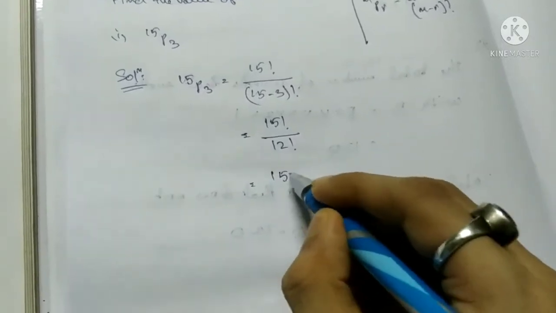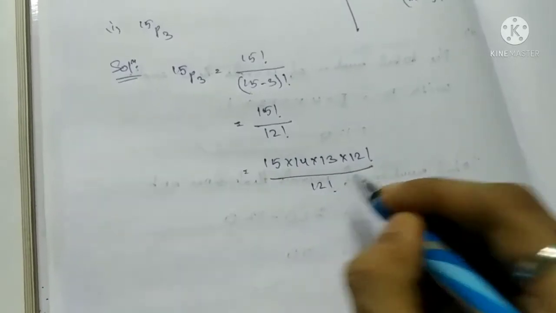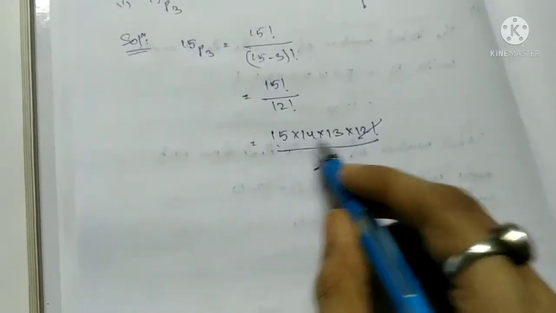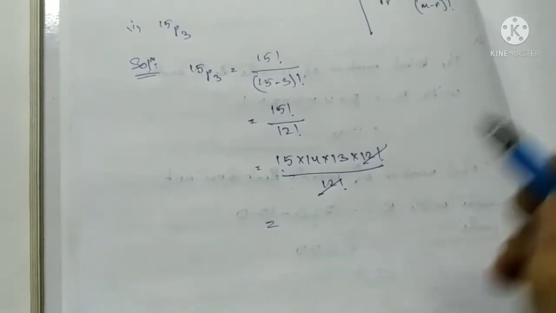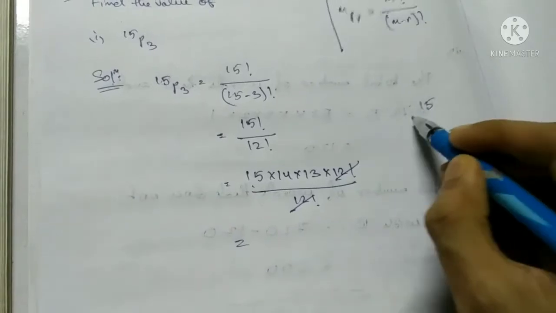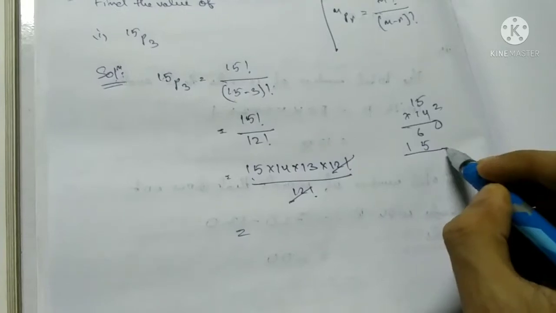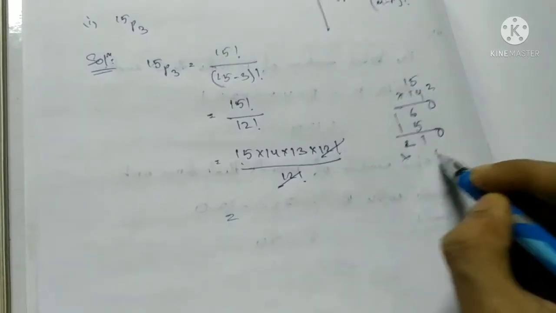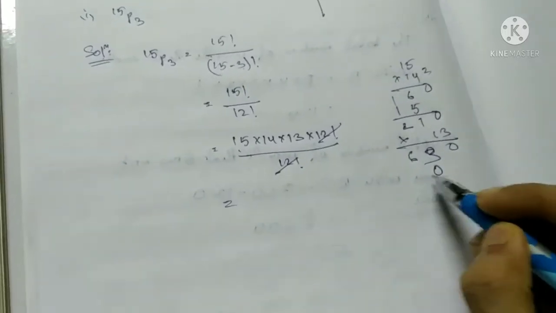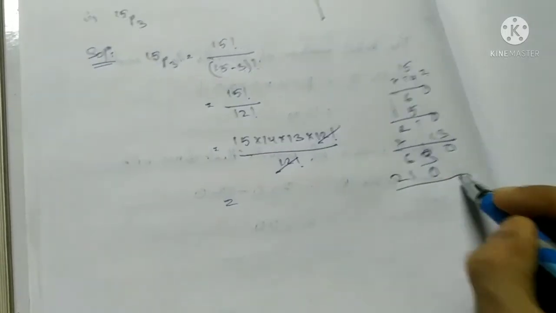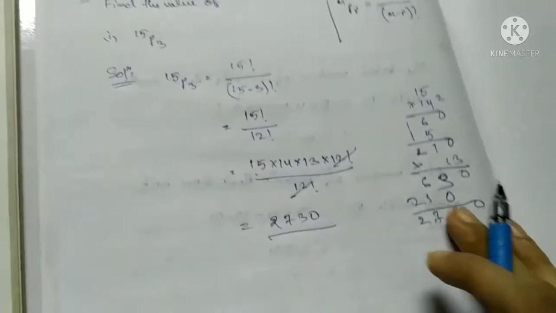15 factorial I can write as 15 into 14 into 13 into 12 factorial by 12 factorial. This cancels. If I multiply, I will get the answer. Let me see, 15 into 14 is 210, into 13 is 2730. So the answer is 2730. This is our answer.